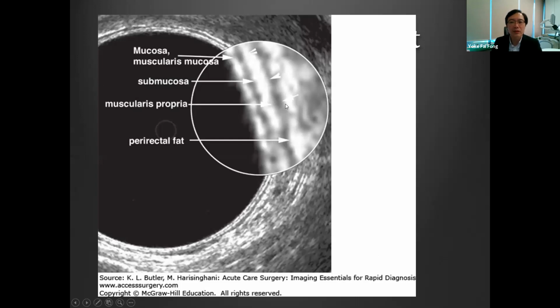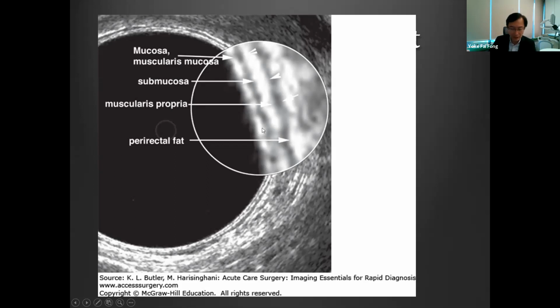Okay. So you can see over here again, this is the first layer, the perirectal fat, which you can see is white, right? And then the next layer is the muscle layer, which is the black layer over here. Then the next layer is the submucosa, which is the white layer over here, and the next layer is the mucosa, which is the black layer over here.